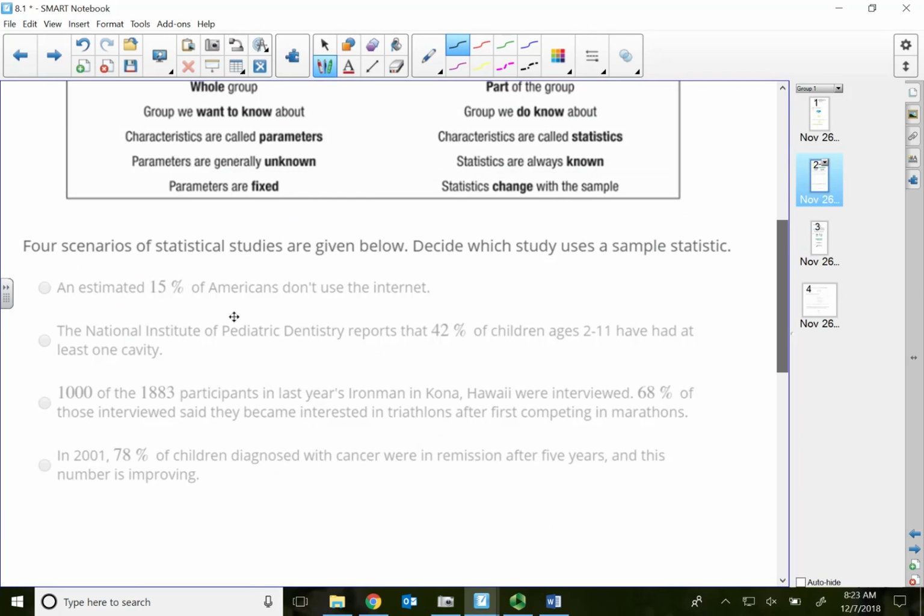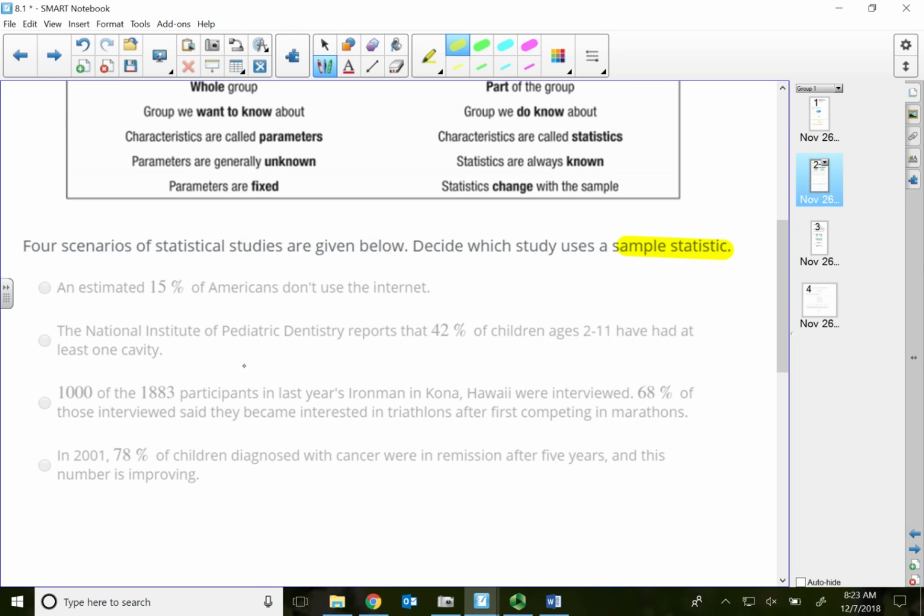All right, so let's try this problem. For the scenarios of statistical study given below, decide which study uses a sample statistic. An estimated 15% of Americans don't use the internet. Is that 15% the sample statistic? No, this 15% is actually a parameter. 15% of Americans, so all Americans.